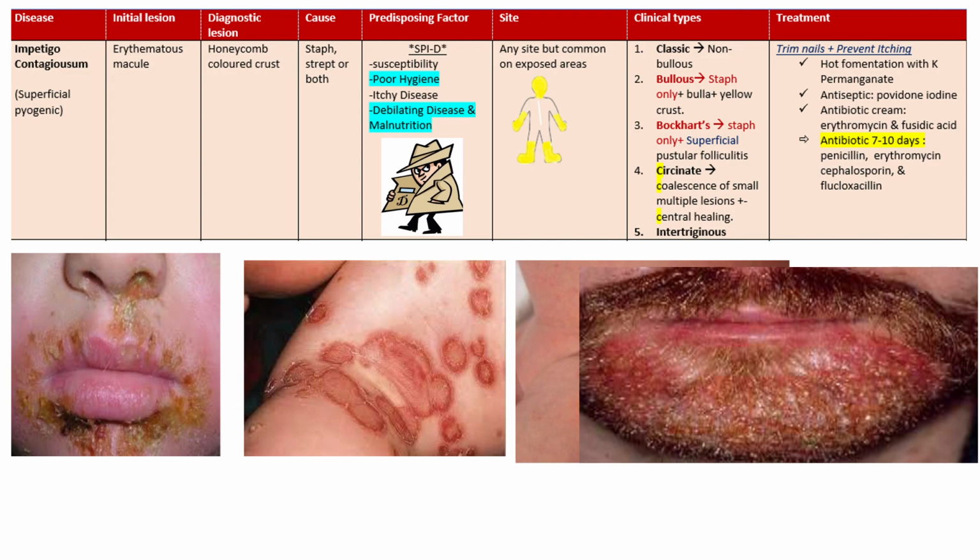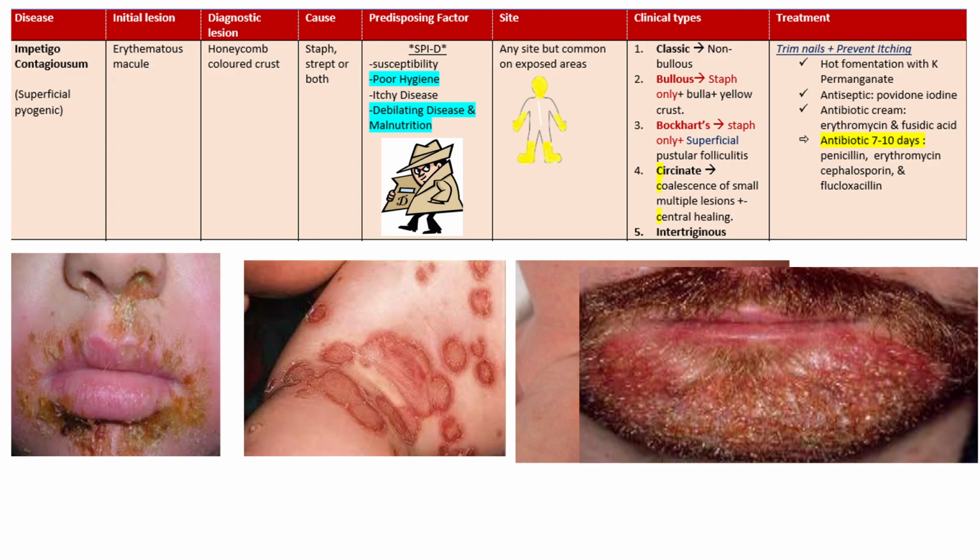What about the treatment? We have said in the predisposing factors that itchy diseases are common predisposing factors, and itchy diseases result in a vicious cycle of infection. So, for the treatment, we have to prevent itching either by systemic antihistamines or systemic drugs that decrease itching, or by trimming the nails to avoid scratching the skin.